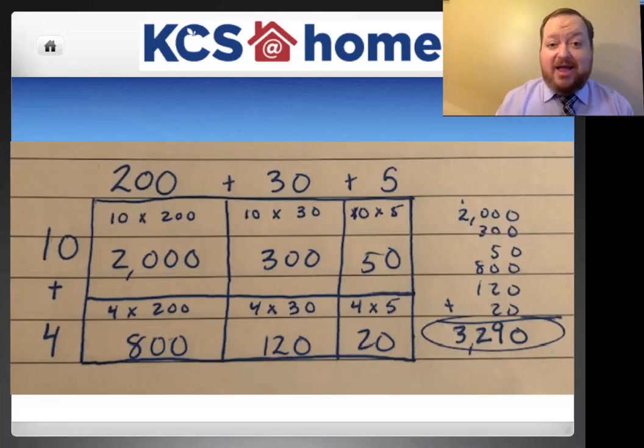So if you did that at home, give yourself a pat on the back, or if you messed up like I did, you might want to make sure you label that 3,290 miles. That's how far Todd can go on 14 tanks of gas.